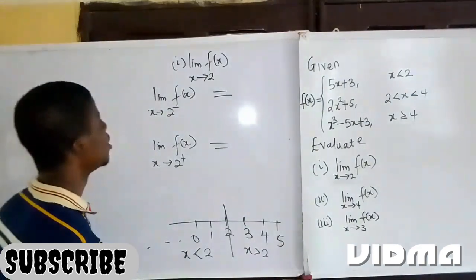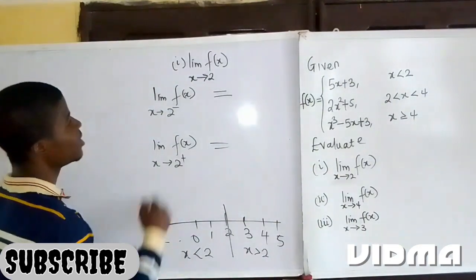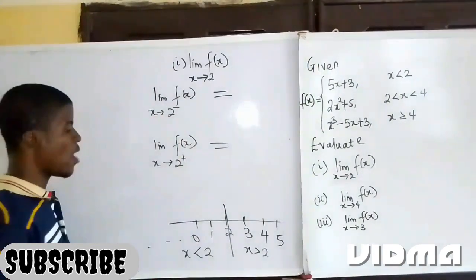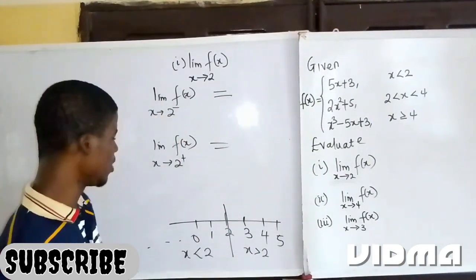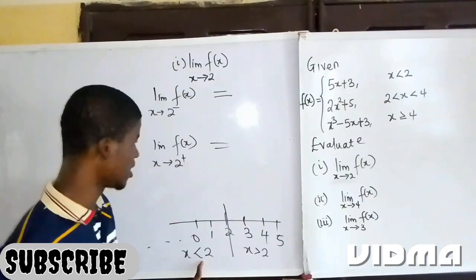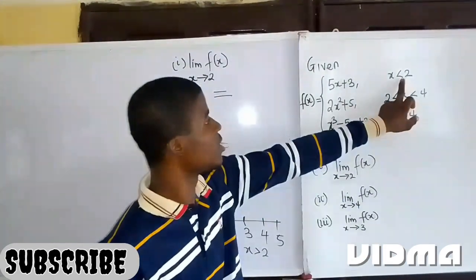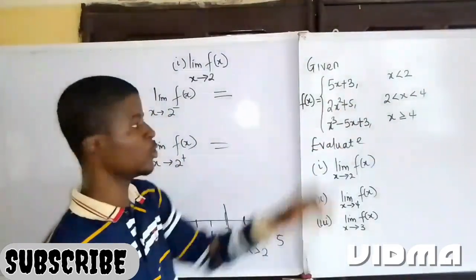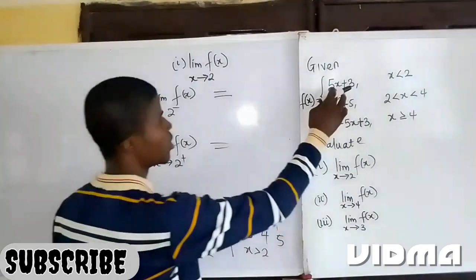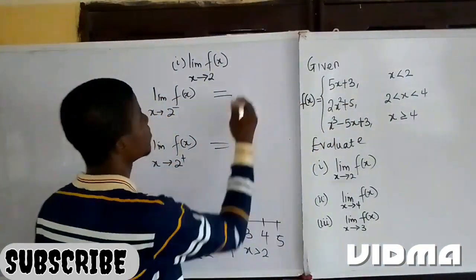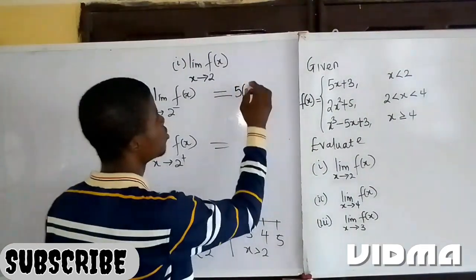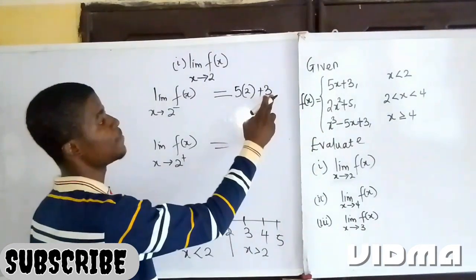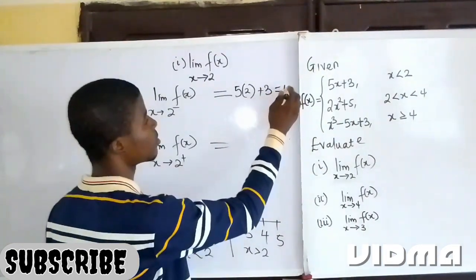So, to get the limit of f of x as x approaches 2 from the left, I will look for where this interval lies, x less than 2. I can see that here. So I'm going to make use of this function, 5x plus 3. In this case, I will say 5 times 2 plus 3. 5 times 2 is 10, 10 plus 3 is 13.